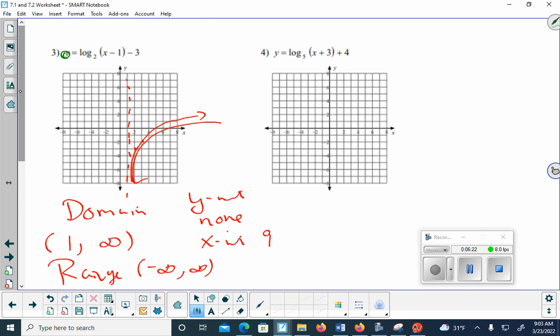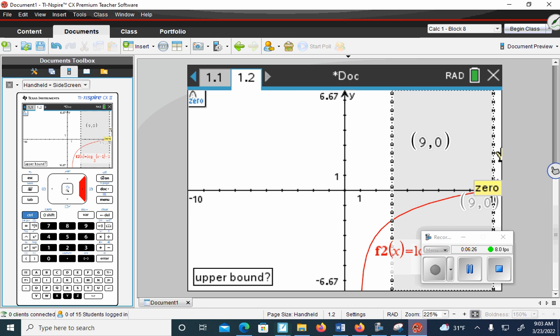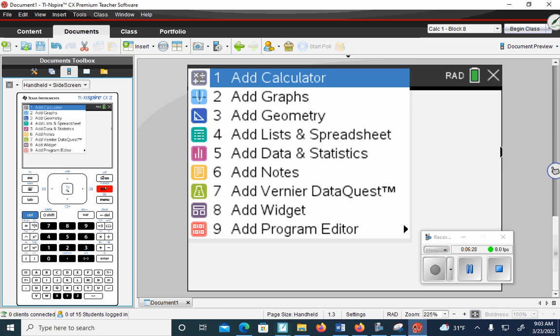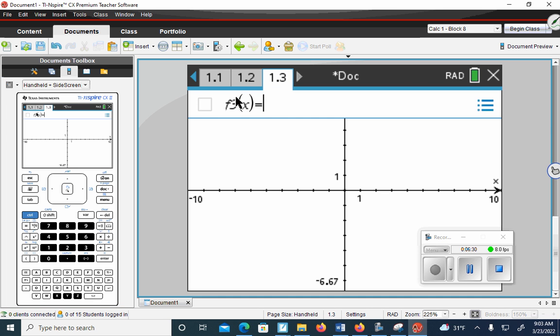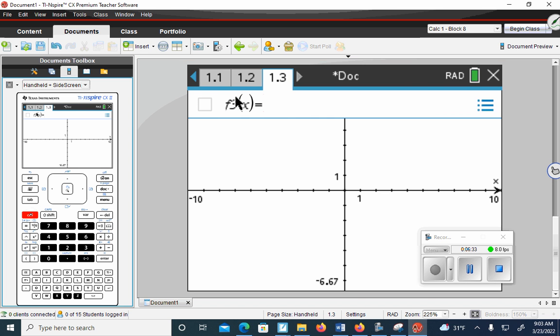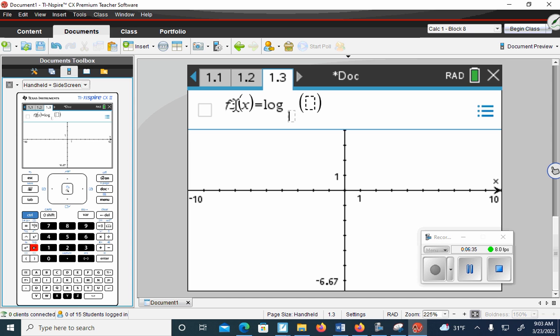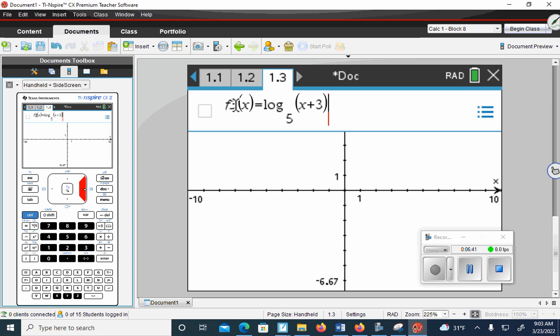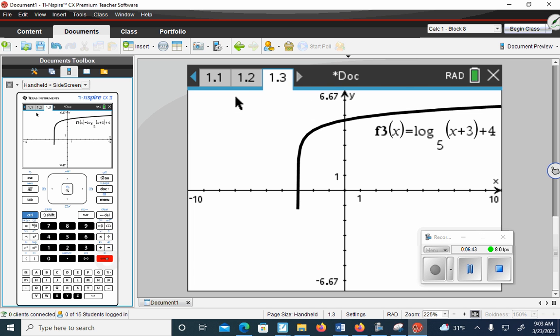All right, the next one, I have y equals log base 5 of (x plus 3), plus 4, so I'm going to go ahead and graph that. I'm going to add a new page, and graph log base 5 of (x plus 3), and then on the outside we have plus 4. The graph looks kind of funky here. It seems to stop. It really doesn't stop, but it's going to appear to stop.